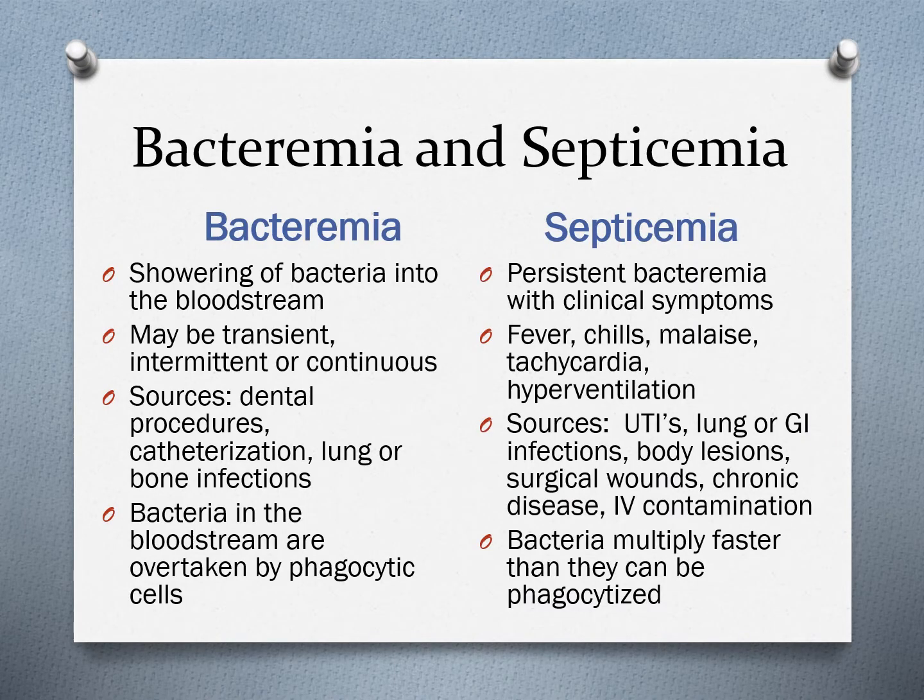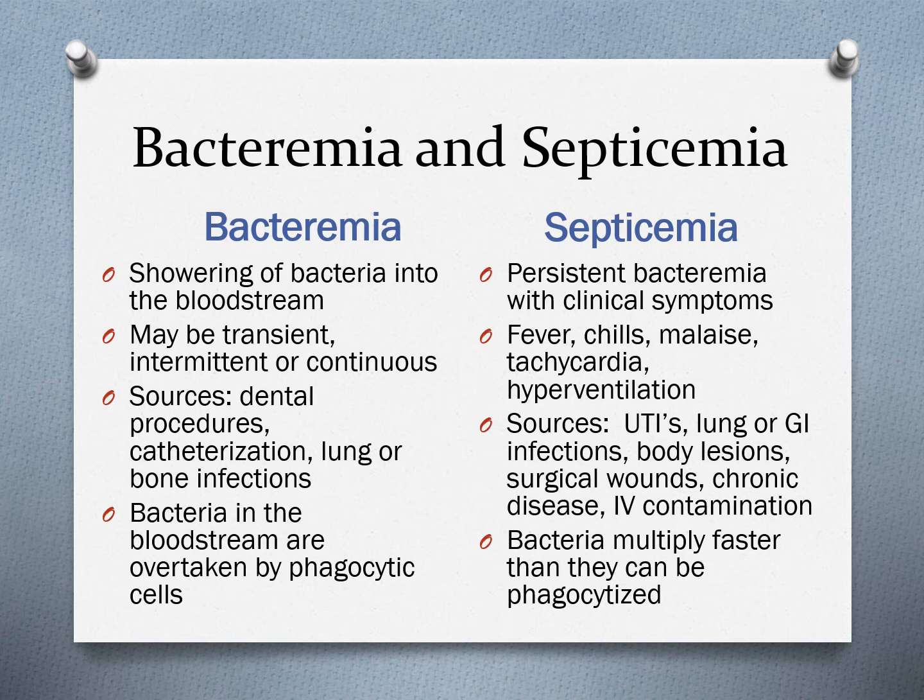The first thing I want to do is discuss the differences between bacteremia and septicemia. First of all, bacteremia is usually asymptomatic, where there's a showering of viable bacteria into the bloodstream. It may be transient, or the bug may be in the bloodstream for a short duration of time, and it may be intermittent or continuous. Sources of bacteremia would include dental procedures, catheterization, lung and bone infections, and bacteria in the bloodstream are overtaken by the phagocytic cells and are quickly cleared by the body's immune system.